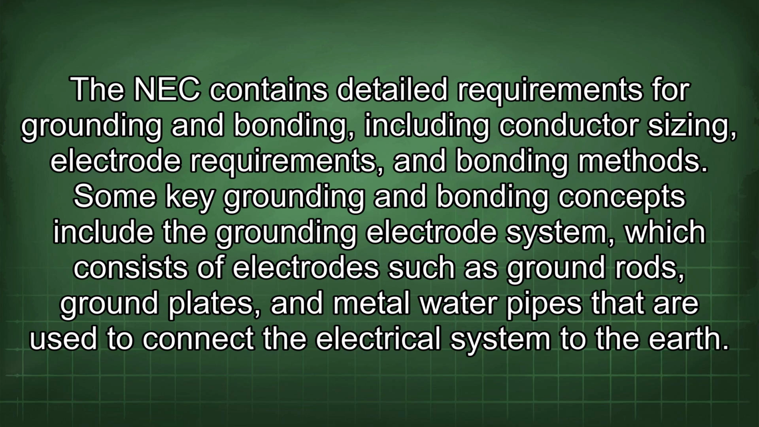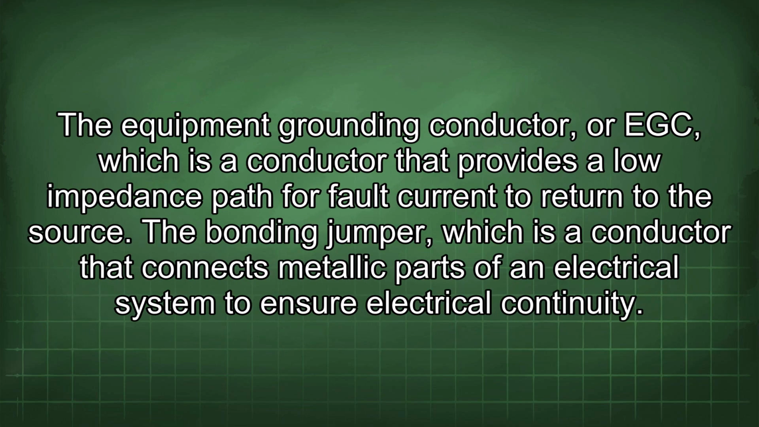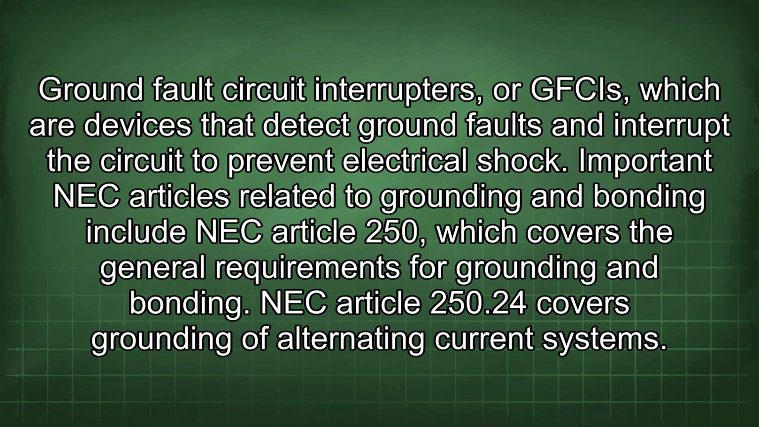Some key grounding and bonding concepts include the grounding electrode system, which consists of electrodes such as ground rods, ground plates, and metal water pipes that are used to connect the electrical system to the earth. The equipment grounding conductor, or EGC, which is a conductor that provides a low impedance path for fault current to return to the source. The bonding jumper, which is a conductor that connects metallic parts of an electrical system to ensure electrical continuity. Ground fault circuit interrupters, or GFCIs, which are devices that detect ground faults and interrupt the circuit to prevent electrical shock.